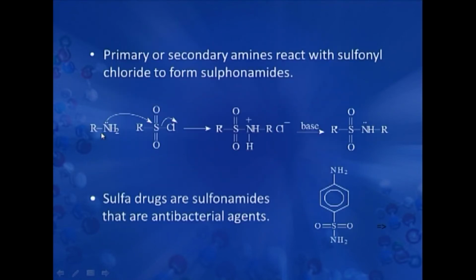Here this is the amine, the lone pair of electrons of which attacks the sulfur of aryl sulfonyl chloride, followed by a series of reactions to generate this N-alkyl sulfonamide. Sulfa drugs are sulfonamides and they are antibacterial agents. This reaction is a useful reaction for the synthesis of sulfa drugs. We will now discuss the Hinsberg test, which is used to distinguish between primary, secondary and tertiary amines, and this is based upon sulfonamide formation.